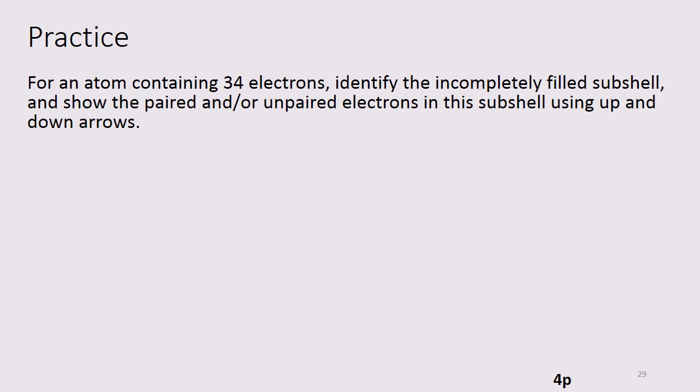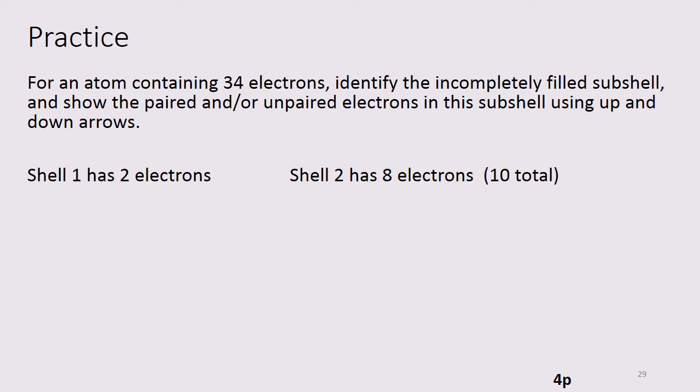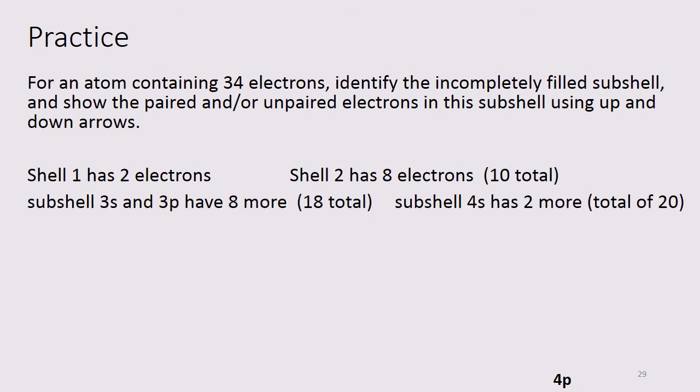For an atom containing 34 electrons, identify the incompletely filled subshell and show the paired and or unpaired electrons in this subshell using up and down arrows. All right, so let's work through this one. Shell 1 has 2 electrons. Shell 2 has 8 electrons, 2s2, 2p6, so that's a total of 10 electrons now that we've accounted for. 3s and 3p have 8 more, 3s2, 3p6. So that's a total of 18 electrons.